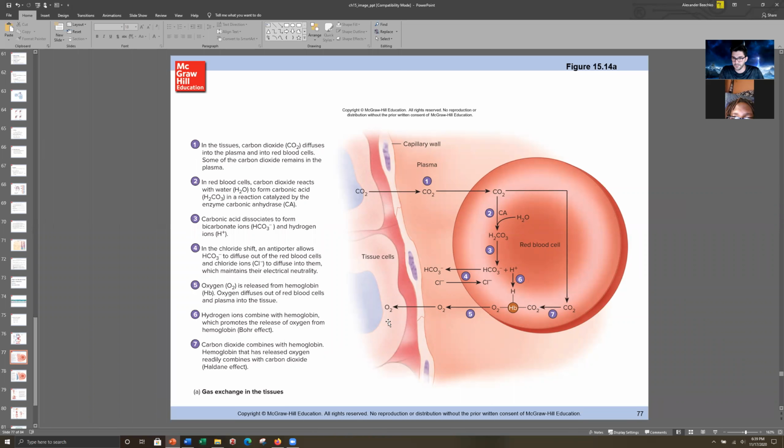Oxygen ends up getting released from hemoglobin as a result of this chemical reaction and diffuses out of the red blood cells down its pressure gradient into the tissue.